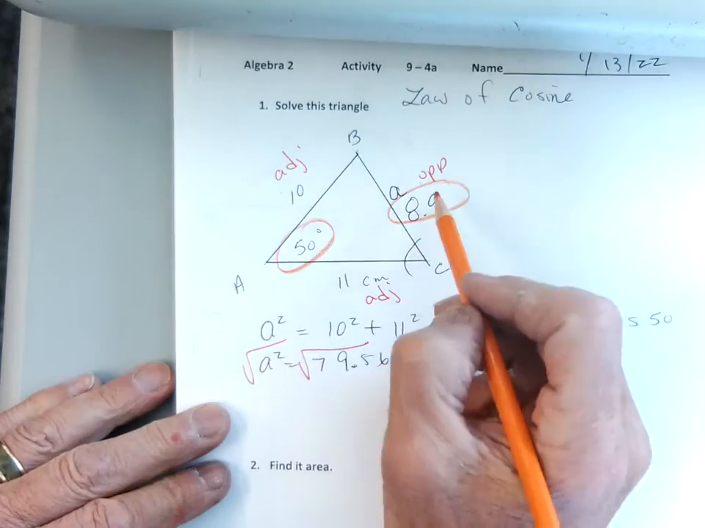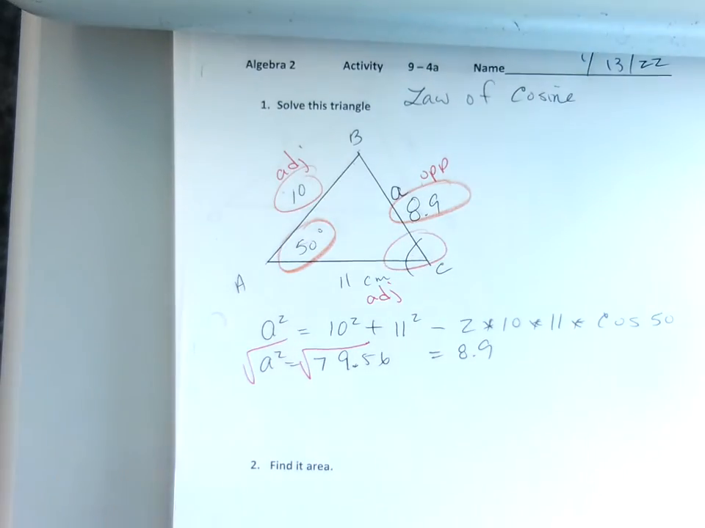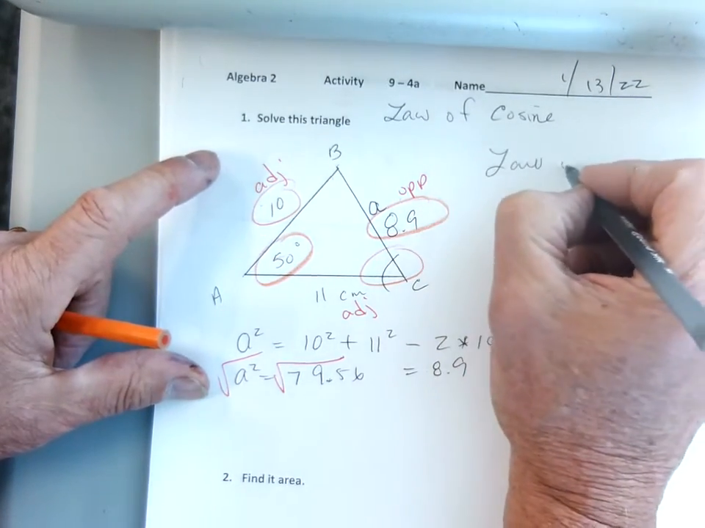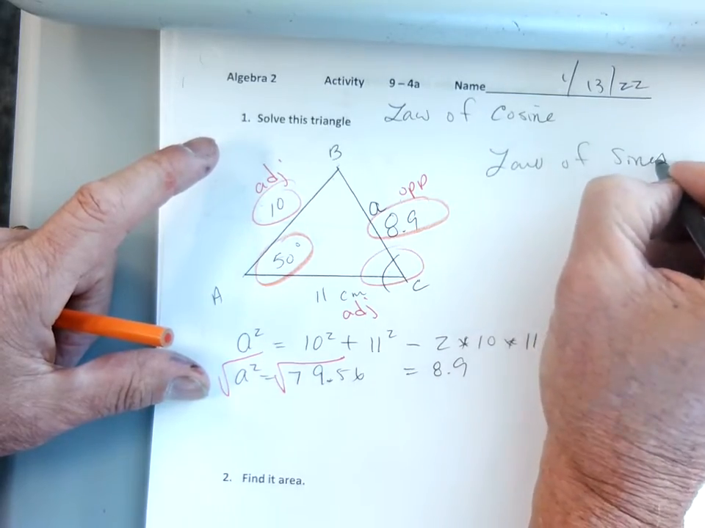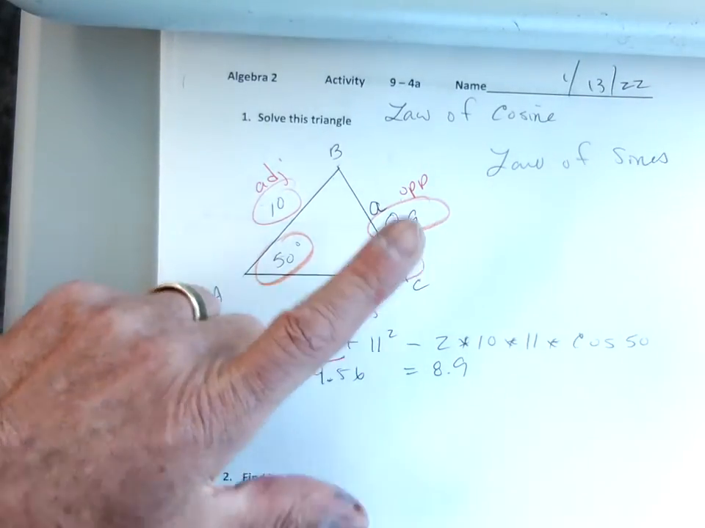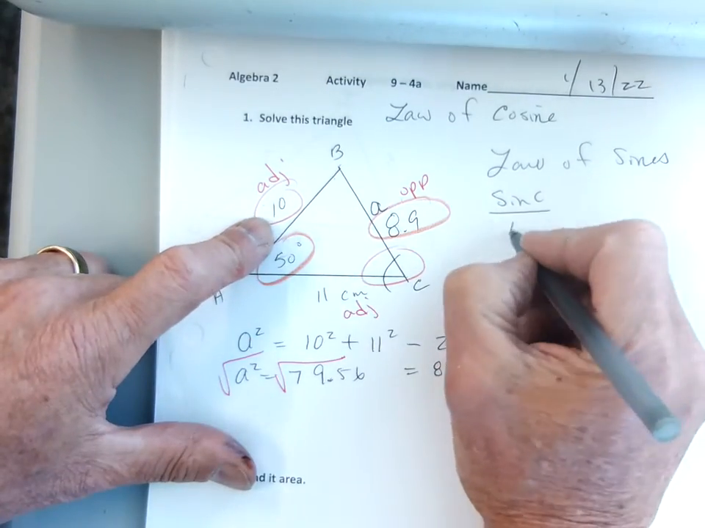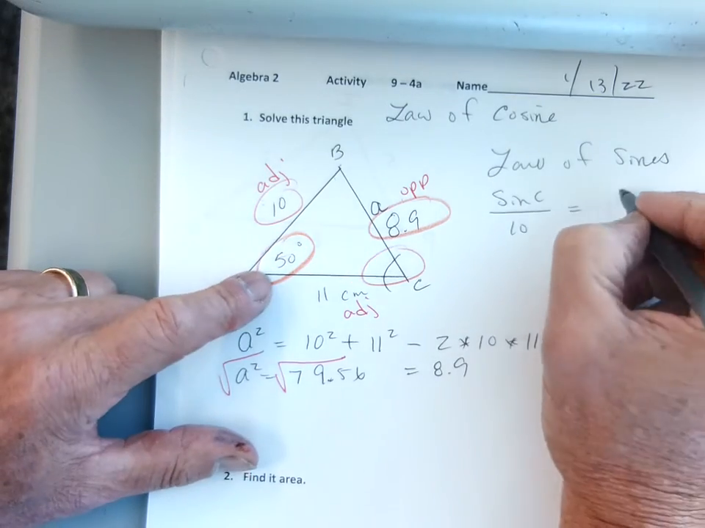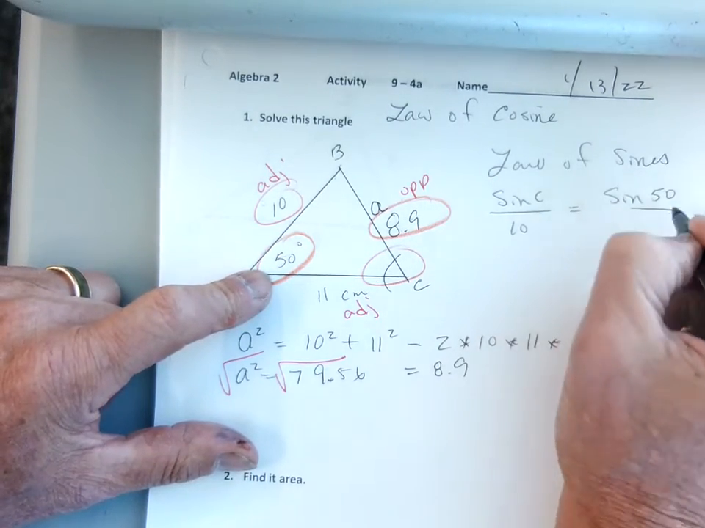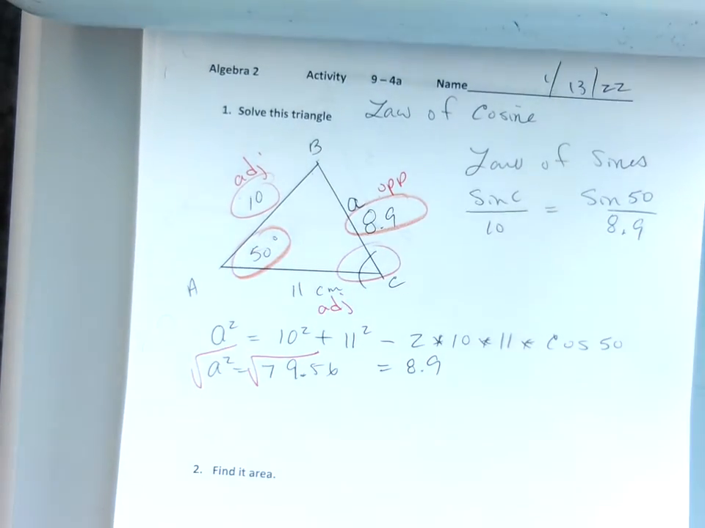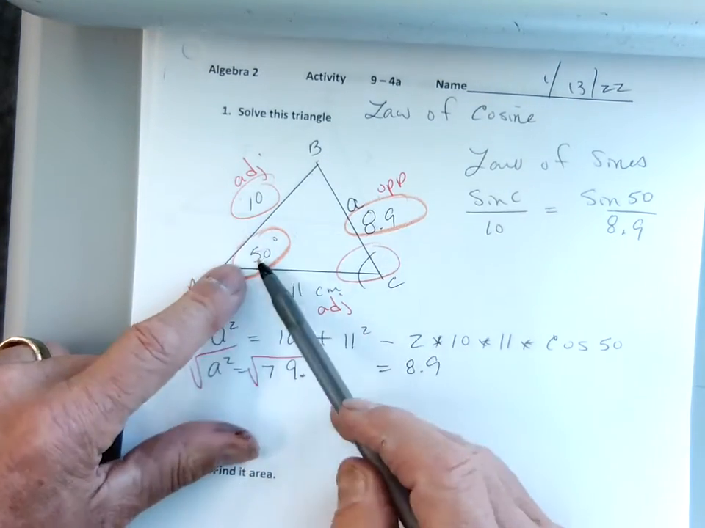So, if we want to find C, then now we've got opposites, right? Once you get the opposites, let's use the easier formula. So, law of sines. It's opposite. So I'm going to go sine of C over 10 equals sine of 50 over 8.9. Remember we did this yesterday and the day before, just doing our opposites. Sine of an angle over its opposite side equals sine of an angle over its opposite side, right?